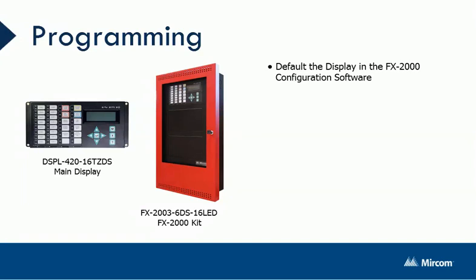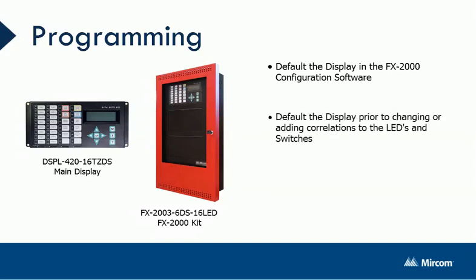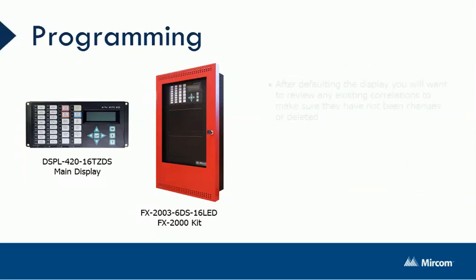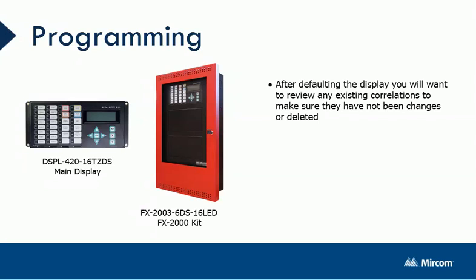When using the DSPL 42016 TZDS, it is good practice to default the display prior to making any changes or correlations to the switches and LEDs. If, however, you've made changes or you are adding the DSPL 42016 TZDS to an existing job, you want to take note of any current correlations to the switches and LEDs and then default the display. Once you have defaulted the display, you'll want to check each of your switches and LEDs to make sure any previous correlations have not been changed or deleted. If any previous correlations have been changed or deleted, simply recorrelate them as needed.